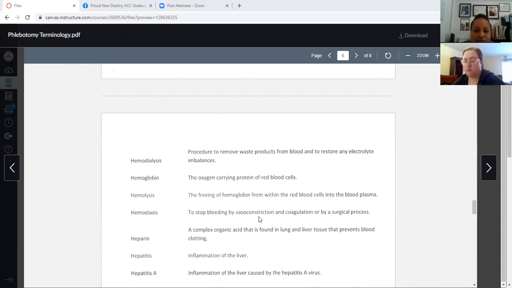Hemolysis, you want to highlight hemolysis. The freeing of hemoglobin from within the red blood cells into the blood plasma. In your notes last week, you wrote that hemolysis is the destruction of red blood cells, right? Mm-hmm. This definition is a fancier way of saying it. Okay.